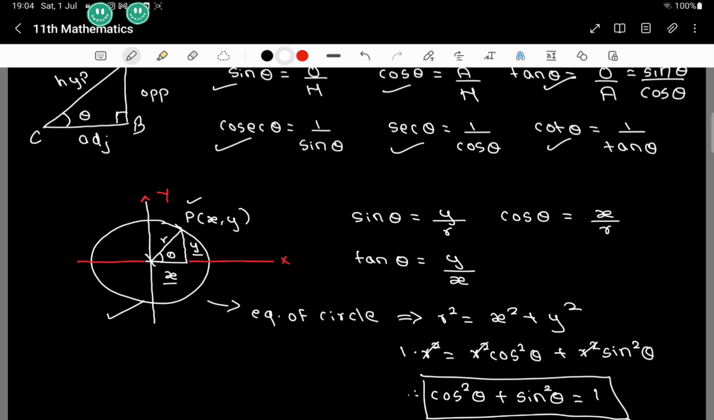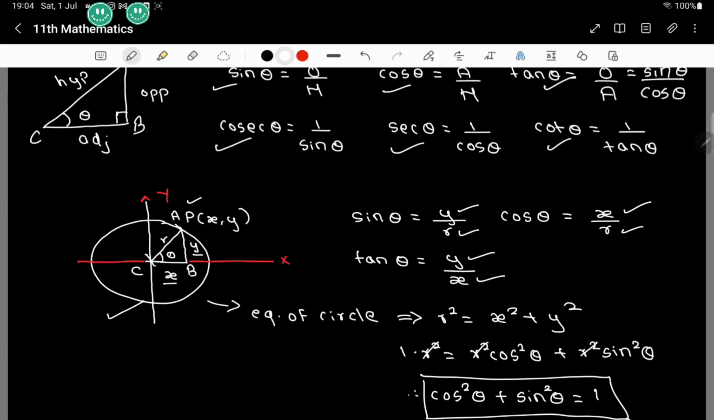Okay, now using the triangle over here, which triangle? Let me just mark it out. The triangle A, B and C. In this triangle, where the angle C is theta, sin theta is nothing but the opposite side, which is y, divided by the hypotenuse, which is r. Similarly, cos theta is the adjacent side, which is the x coordinate of the point, divided by the hypotenuse, which is r. And tan theta is the y coordinate divided by the x coordinate.